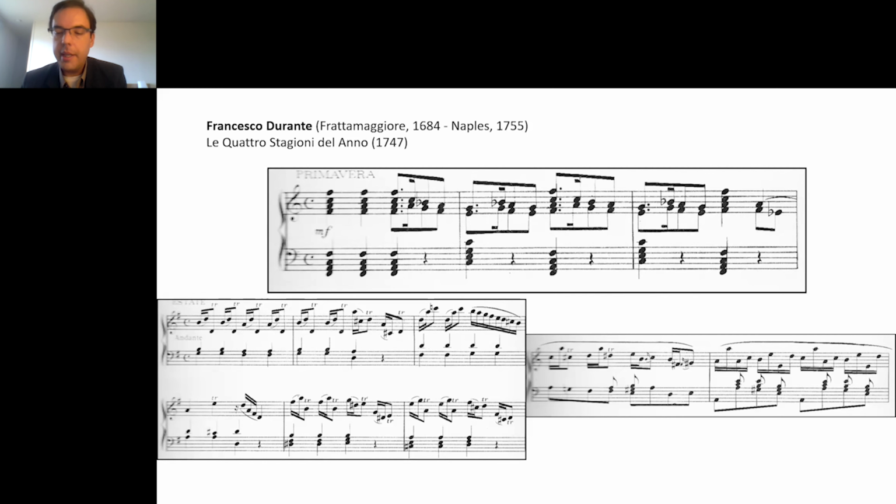I would like to mention that based on the evidence I've seen until now, it seems that in Naples it was more common to write chordal accompaniments in full, whereas in the northeast of Italy, their abbreviation with continuo figures was more customary.